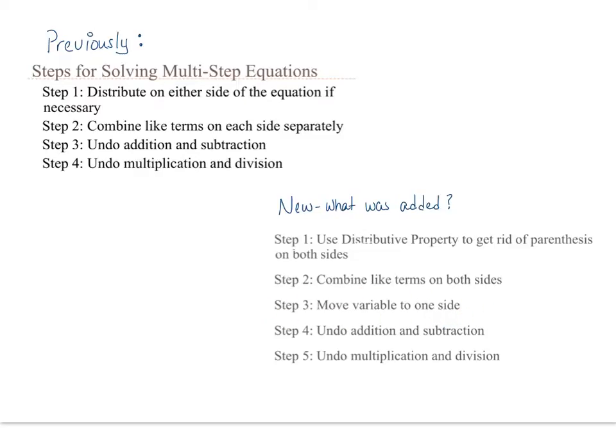Occasionally, you'll have a variable on both sides of the equal sign. When that happens, you have to move it to one side so you can isolate it to get it alone. I would like you to take a moment and write these steps into your agenda so you have them to refer to. If you don't have your agenda with you, go ahead and put them in your notes and you can copy them into your agenda tomorrow.